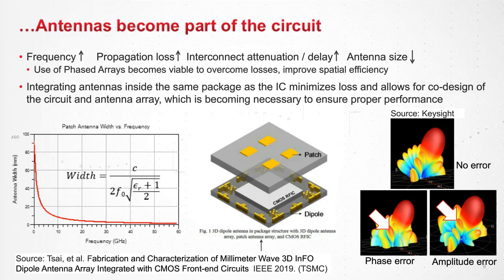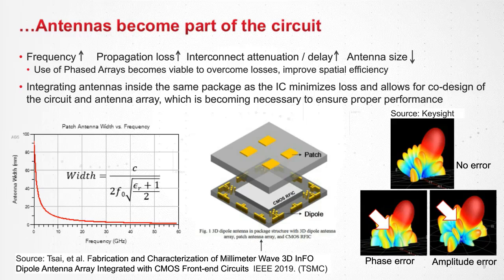And so we can use phased arrays. They become viable all of a sudden in some of these cellular applications to overcome the losses and also to improve the spatial efficiency. On the bottom left-hand side here is a plot of the patch antenna width versus frequency. If you're at a gigahertz or two, it's not really tenable. The antenna size is so much larger than your package. But as you come into the 20 to 30 gigahertz range, they start to become on the order of your package. And by the time you get to 50 or 60 gigahertz, these things are below a millimeter per antenna on your patch. And that means that you can put phased arrays directly into your packages.